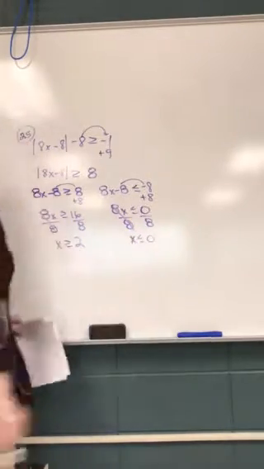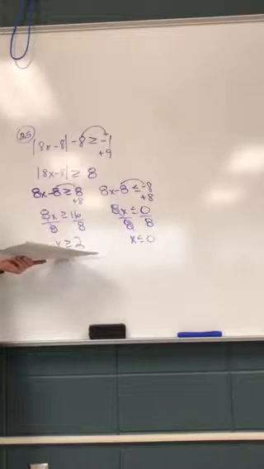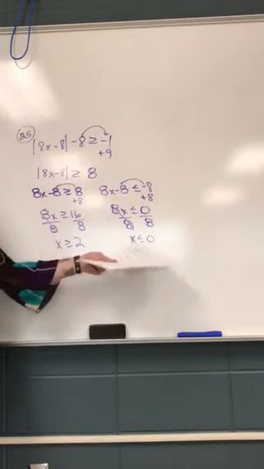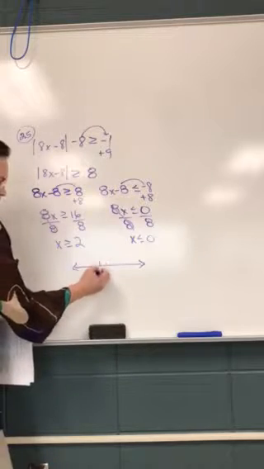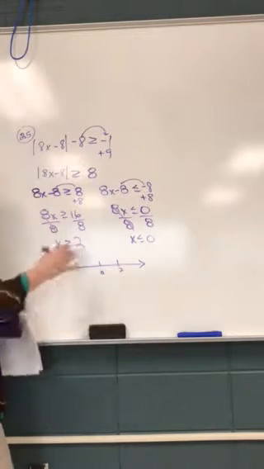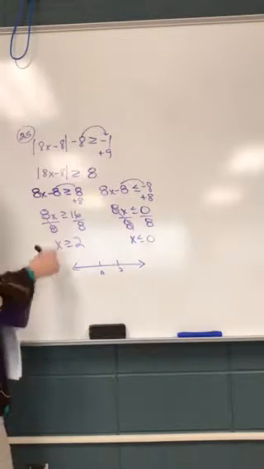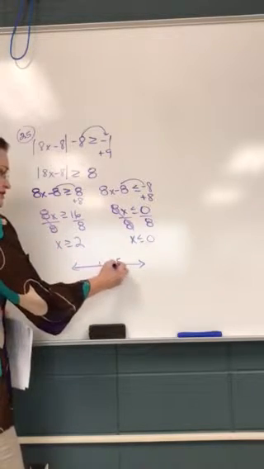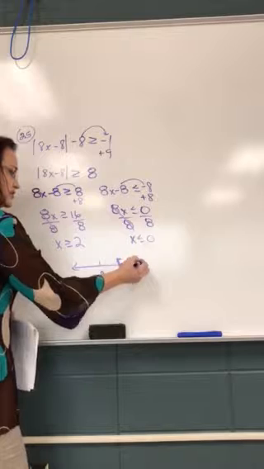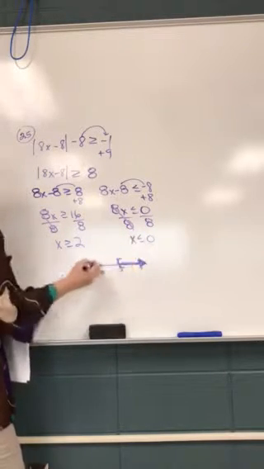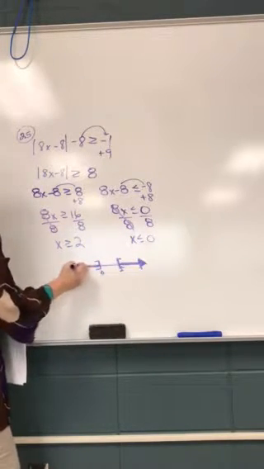It tells me the two solutions: x is greater than or equal to 2 and less than or equal to 0. Let's see how that looks on the number line. 0 would be to the left of 2, so get those in the right order. Greater than or equal to 2, because it has the equal to line under it, means use a bracket, include the endpoint. Less than or equal to 0 goes this direction.